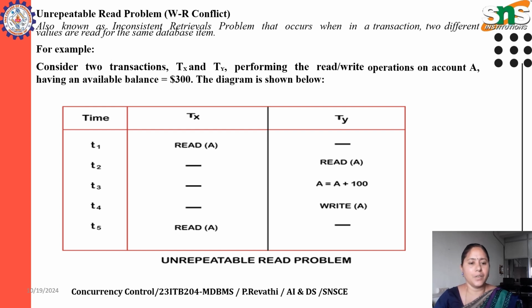At time T5, transaction TX reads A. Now the value of account A is 400. Already at T1 it read the value of A as 300, but at time T5 transaction TX reads the value 400. So this is called the unrepeatable read problem.